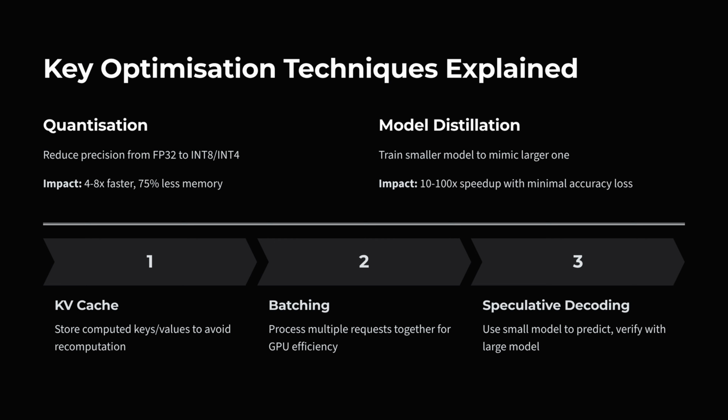Batching groups requests together, so the GPU processes them like a smooth conveyor belt instead of one item at a time. And speculative decoding lets a small helper model guess the next steps while the large model verifies, which feels like having an assistant who drafts before you approve. Together, these techniques create real speedups, and interviewers often ask which one you'd choose when latency spikes unexpectedly.